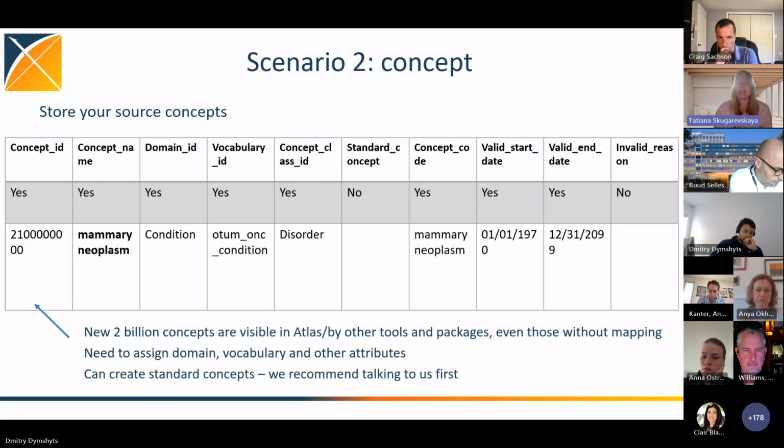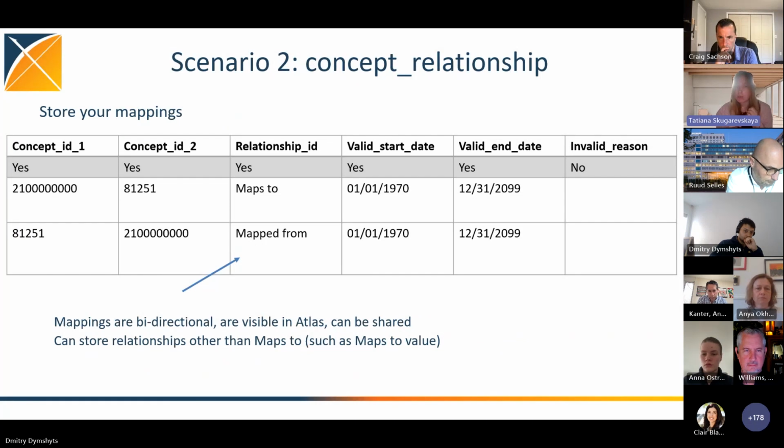And regarding the point about different kinds of relationships, this can be accommodated by the concept relationship table. So you have stored your concept in the concept table, and now you need to store your mapping somewhere. And for that, we use the concept relationship table. Once again, you add mappings for your custom concepts in there. So here you can see that we have a direct one, that is maps to, in the first row and reverse mapped from in the second row, mapping our custom concept of memory neoplasm to a standard concept ID of neoplasm of breast.